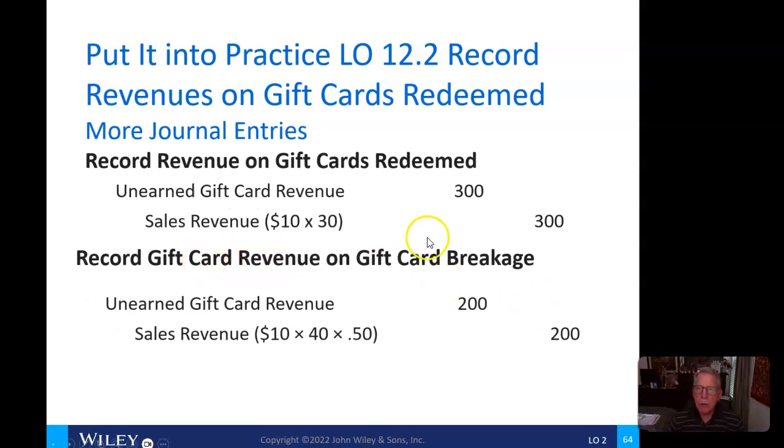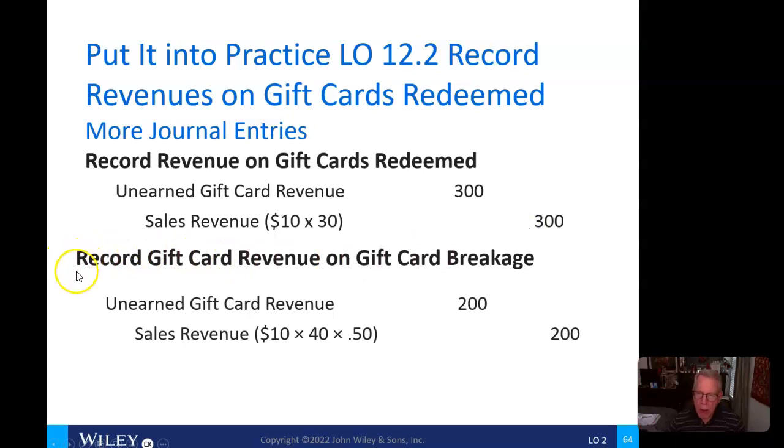Then to record the revenue on the gift cards that have been redeemed, we will reduce the unearned gift card revenue by $300 and credit sales revenue for $300.